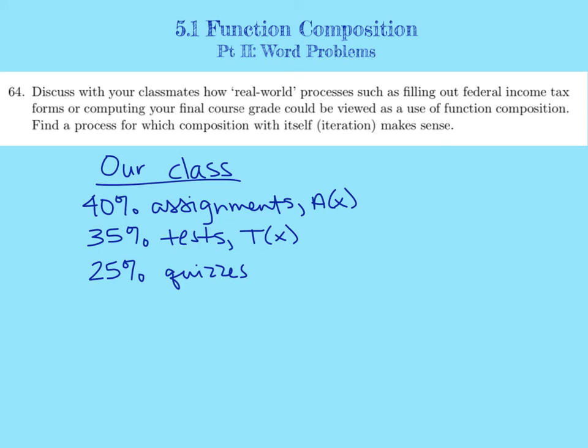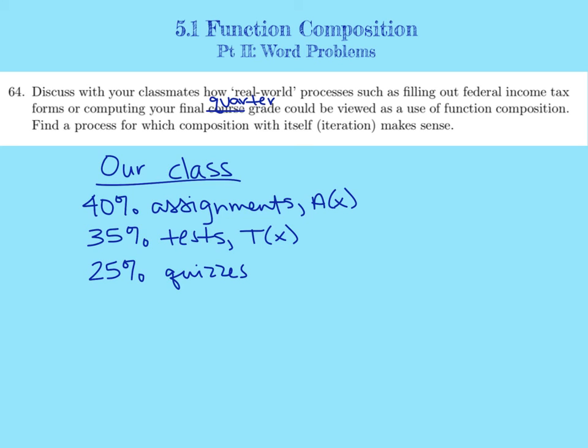This last problem is a discussion problem, and it's a little bit more open. We can talk about how some real-world processes, such as filling out your federal income tax forms or computing your final course grade, could be viewed as function composition. So I decided to take a look at the final course grade, since probably a lot of you are not doing your own federal income taxes, but we could also discuss that too if you're interested. But computing our final course grade, in our class your final quarter grade is determined by, actually, I didn't see course here, I thought quarter. So let's talk about maybe finding your quarter grade instead. We could also do course as well.